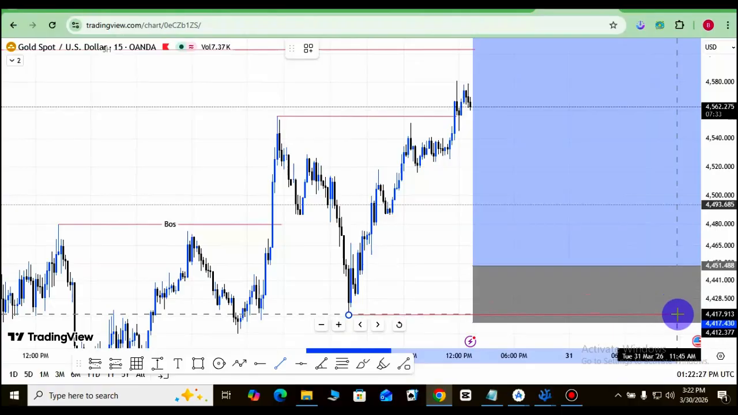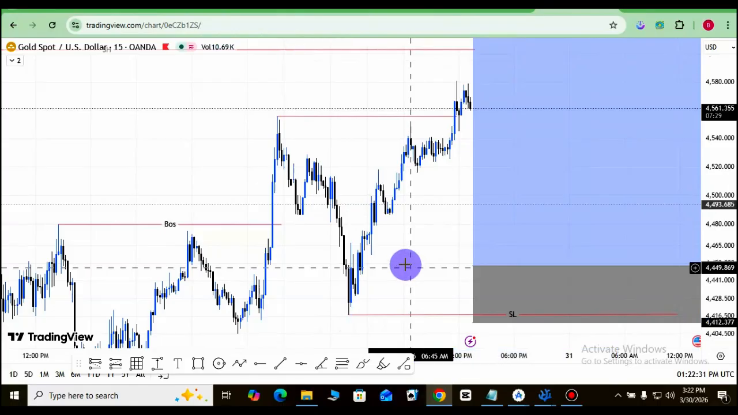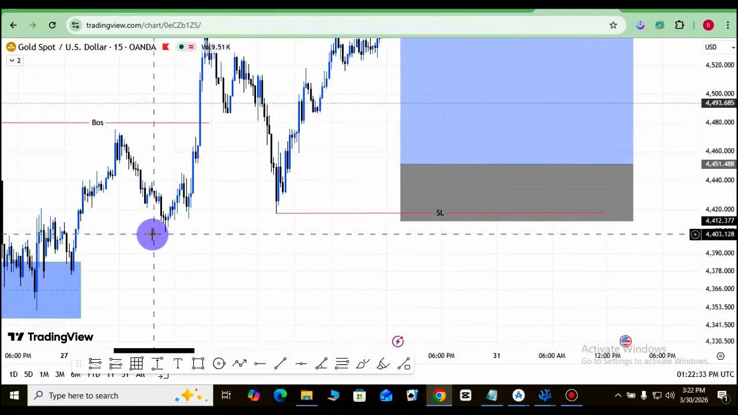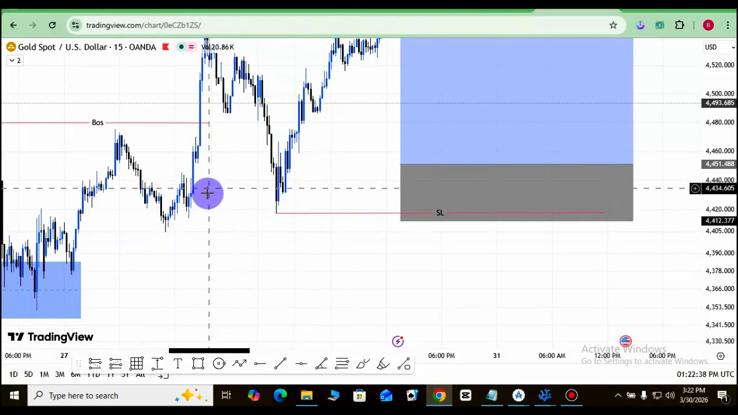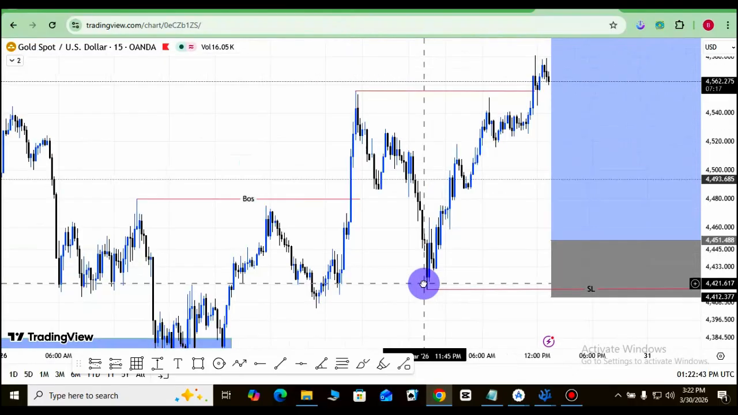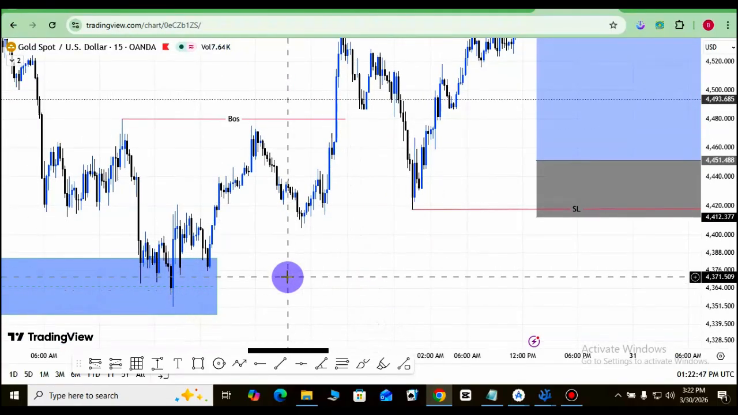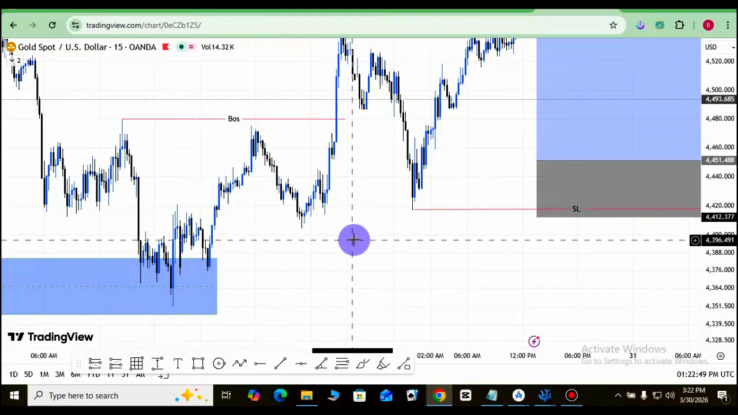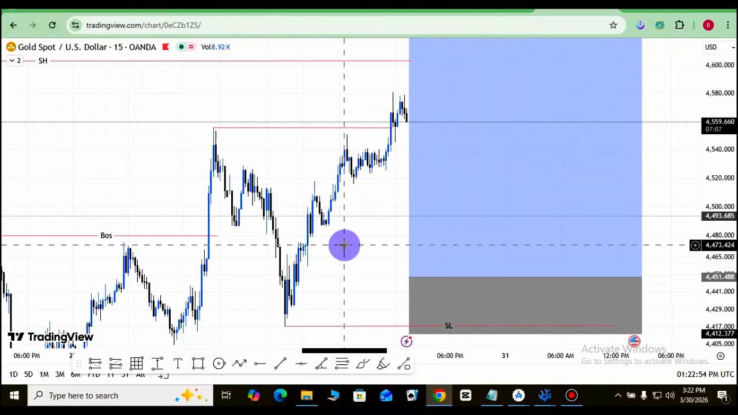Maybe not really a change of character, but for now it becomes my change of character until I see what price is going to do. So price can come here and it's still not going to become a change of character, you understand? The only thing that makes this a confirmed change of character is when it breaks this low. That's when it becomes a change of character. But anything that happens, you need to treat it the way it is.